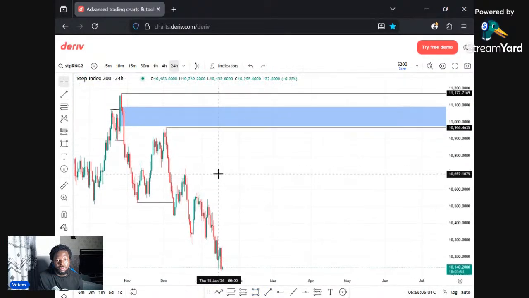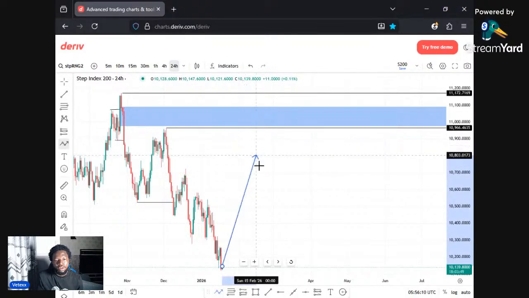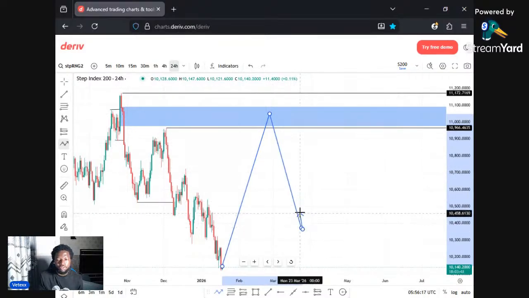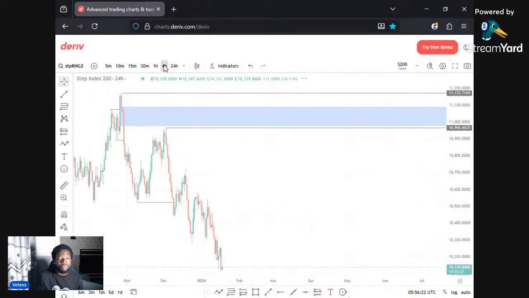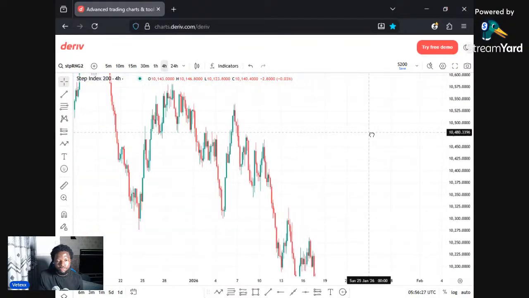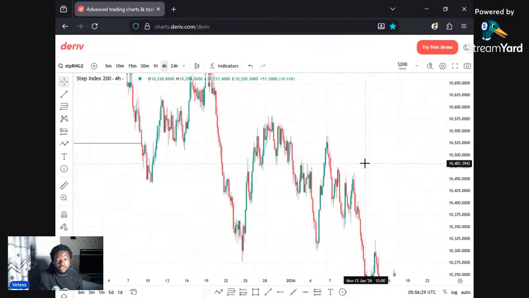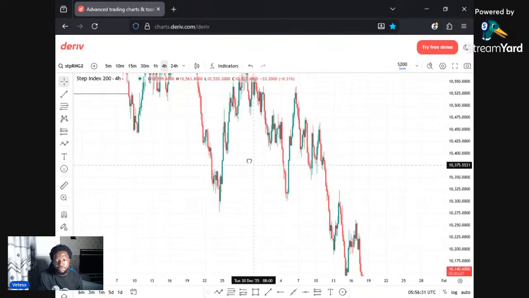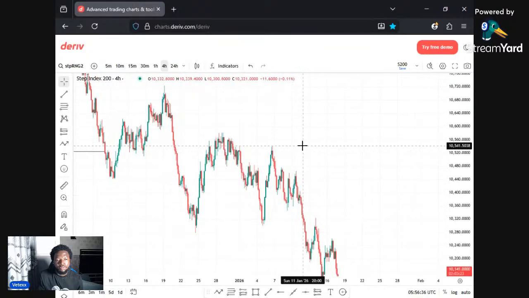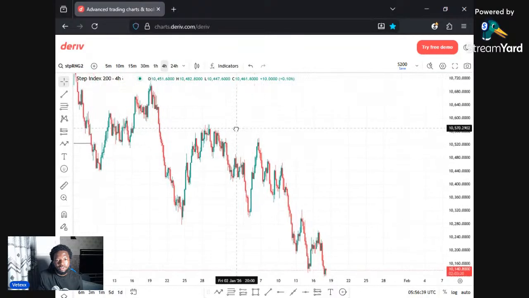So what is expected of this step 200 is price should just go back into this zone, give us a continuation on the 4 hour or on the 1 hour, and then we'll look out for our continuation on the 15 minutes. Or we'll wait for price to come to this 4 hour zone. There's a 4 hour zone here that we can also wait for price to come to, which is this.